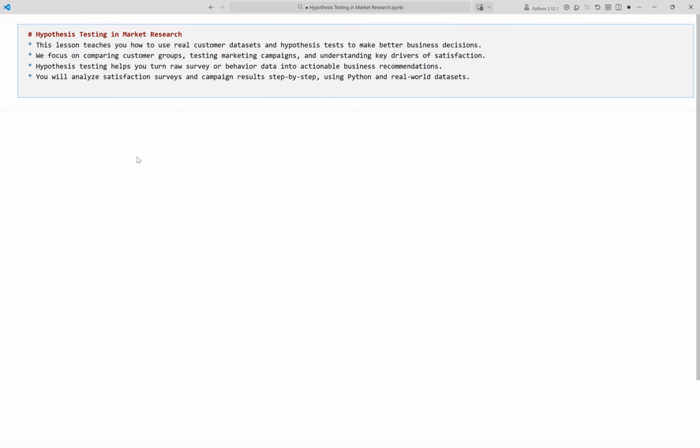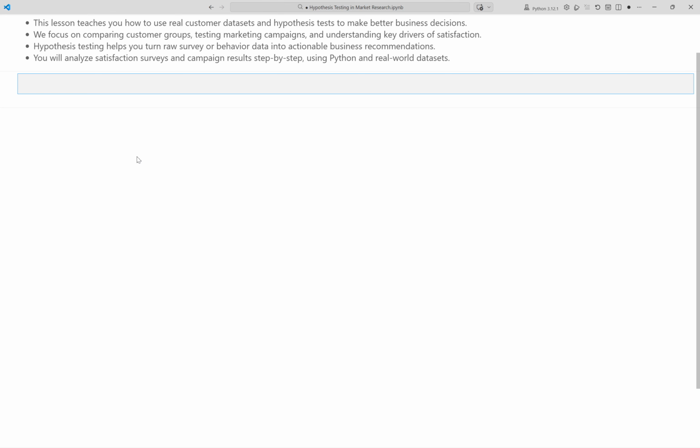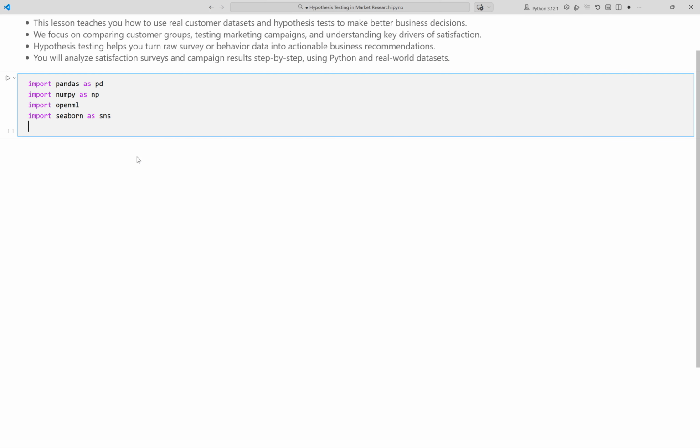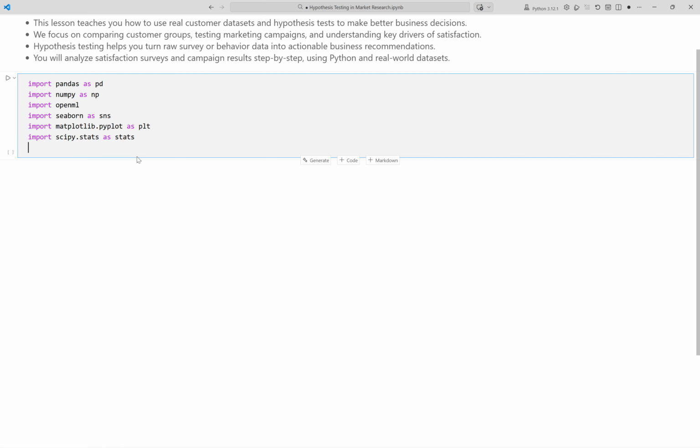Running the cell now. We import pandas for working with tabular customer data. We import NumPy for numerical calculations and random seed control. We import OpenML to load public benchmark datasets for real market analytics. We use Seaborn for attractive and informative visualizations. We use Matplotlib for basic plotting tasks. We import scipy.stats for hypothesis test tools like t-test and chi-square tests.